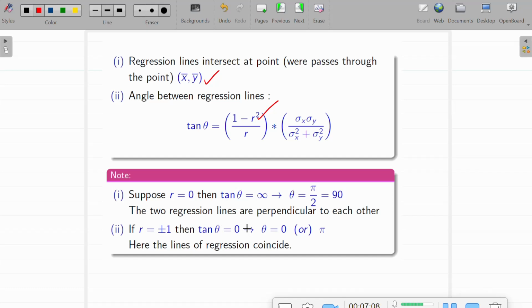So tan theta is equal to 0, so theta will be 0 or pi. So the regression lines coincide. Okay, so these are the properties of your regression lines. Based on this introduction, we'll go and look into the problem, how to proceed with it.